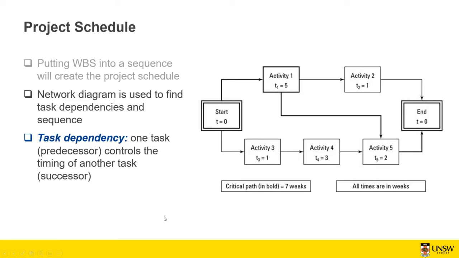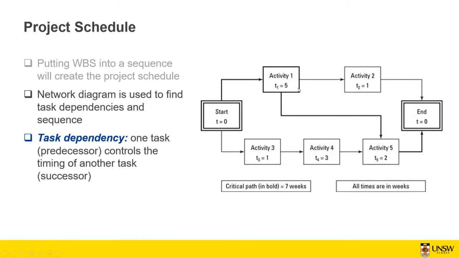By task dependency, we mean that one task, or predecessor, controls the timing of another task, which we call the successor. This is an example here. We have a start and end of the project, and you have the time for each task, in number of weeks. For example, we have 5 activities to finish this project. Activity 1 has 5 weeks to finish. Activity 2 is 1 week, and activity 3, 1 week to finish. And the time period to finish activity 4 and 5 is also provided.